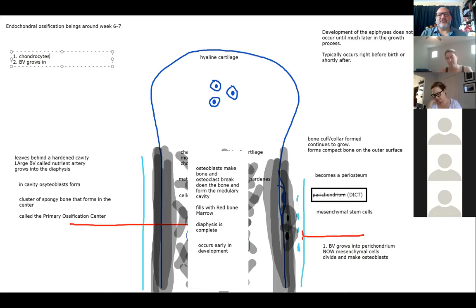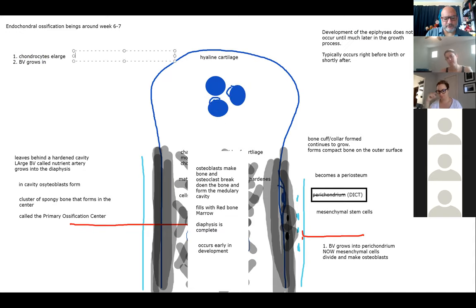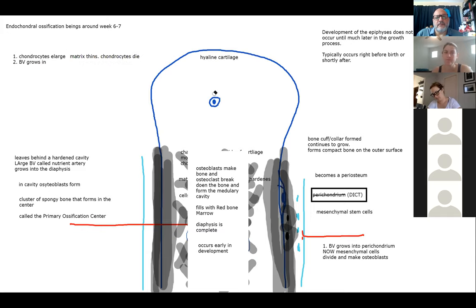Something died. Hold on. Not so much that they expanded, but you get the right idea. The chondrocytes enlarge. The chondrocytes, remember, got bigger. And when the chondrocytes got bigger, the matrix thins. And when the matrix thins, what happened to the chondrocytes? They die. Yep. Excellent. Our chondrocytes then die, leaving a cavity. And then, you guys are absolutely right.